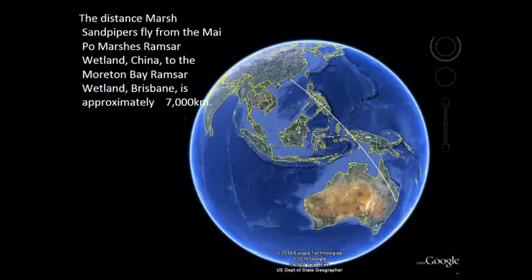So if we just imagine that one of the marsh sandpipers you see this afternoon has flown directly from the Mai Po marshes. They have flown in a straight line without any diversions. They've just flown 7,000 kilometres. Now, for that little bird, it's amazing, isn't it?